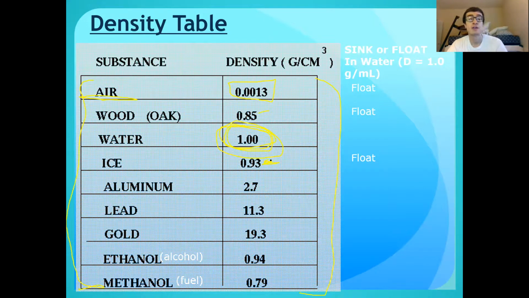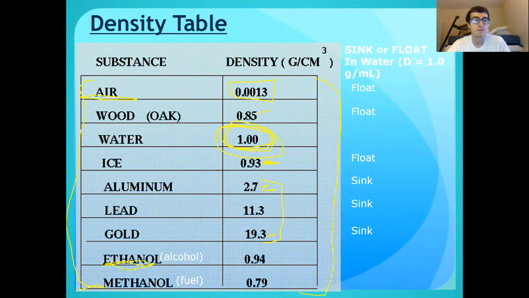Obviously, things like aluminum, lead, and gold that have somewhat high to very high densities are going to sink. So these guys all have densities that are somewhat or much higher than 1. So any of these placed into water will sink down to the bottom for being more dense. What about ethanol down here?